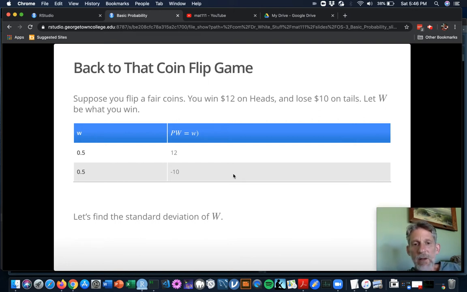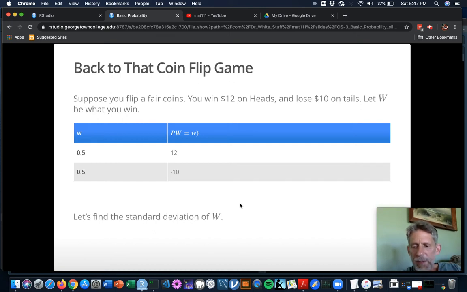But since that's all we've got for right now, let's see how that formula applies to one of the very simple random variables that we've been working with. How about the one where you flip a fair coin and you win $12 if it's heads and you lose $10 if it's tails? So the distribution of this random variable is, let's see, there's a 50% chance that you're going to get a 12 and another 50% chance of a -10.